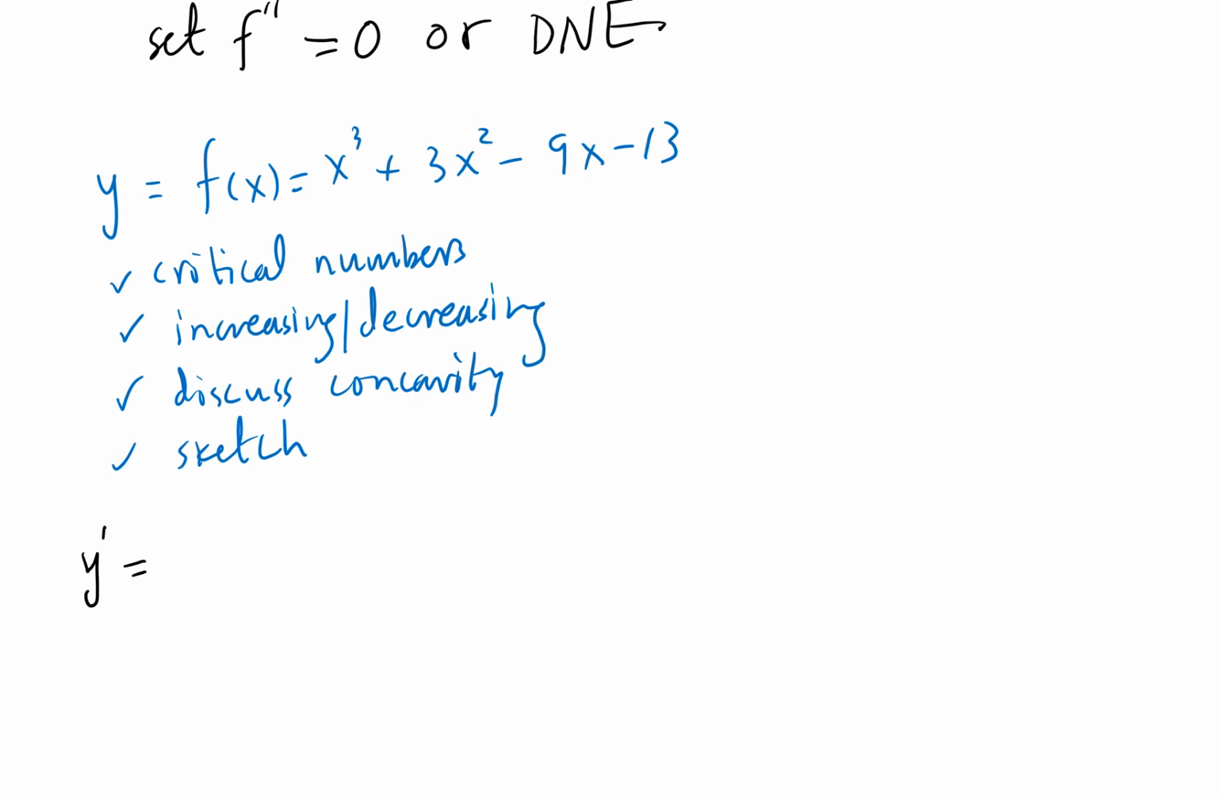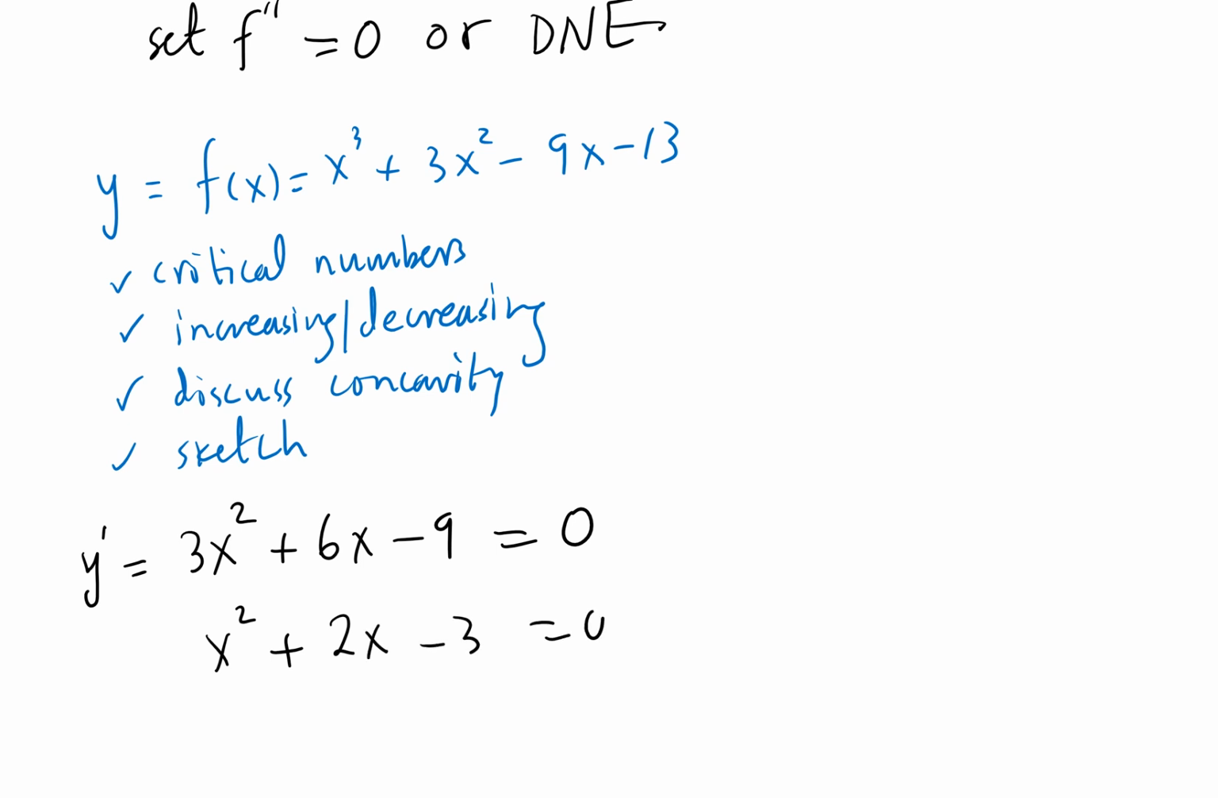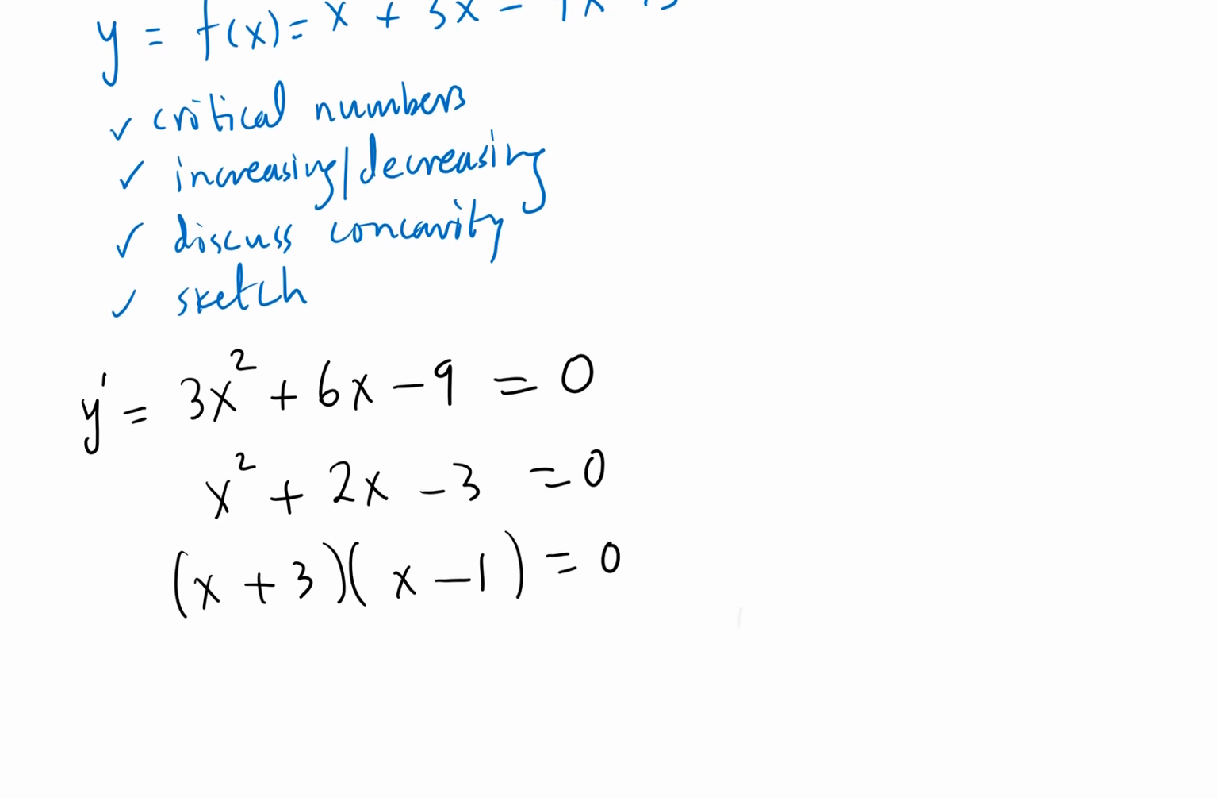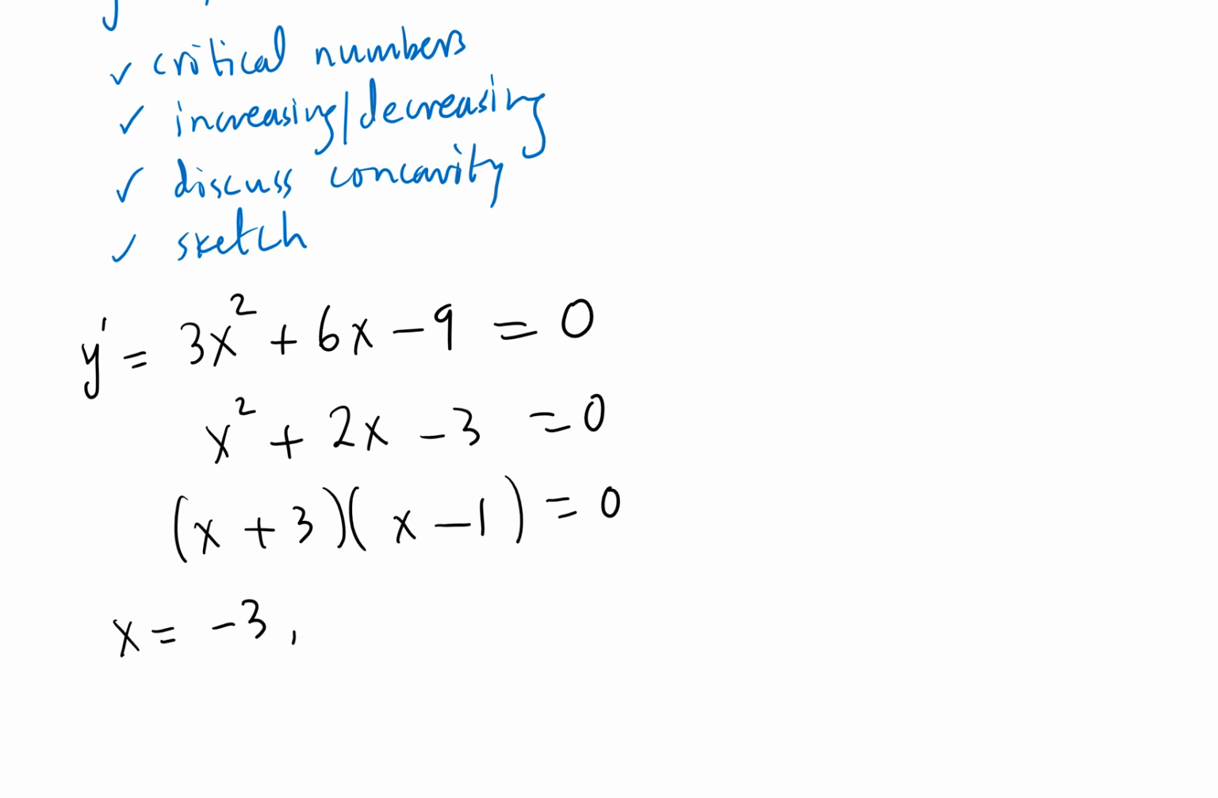We start by finding y prime. That's the way to find the critical numbers: 3x squared plus 6x minus 9, and we need to set this equal to 0. Notice that all these numbers, 3, 6, and 9, are divisible by 3. So if we divide everything by 3, we get a simpler equation that is factorable: (x + 3)(x - 1). And you can test it. If you set each one equal to 0, x would be -3 and x would be 1. Those are the critical numbers.